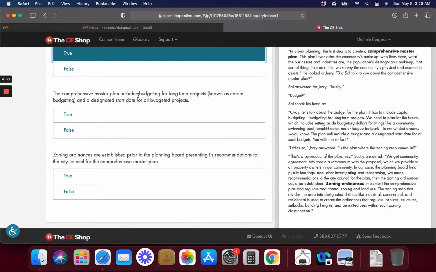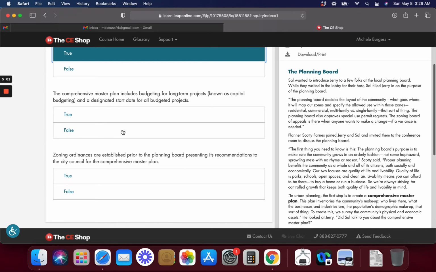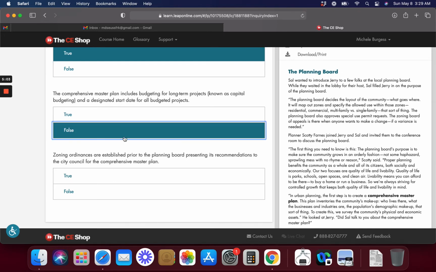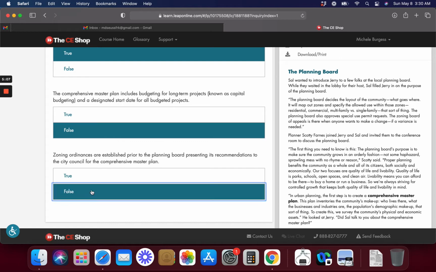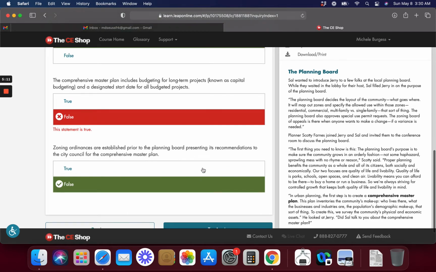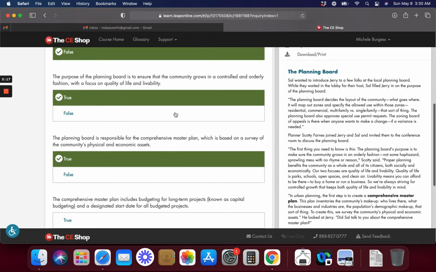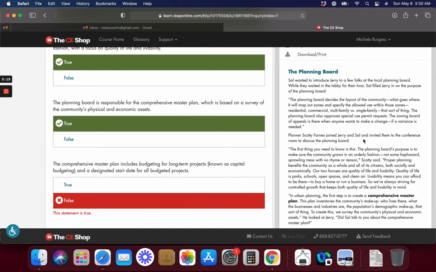The comprehensive master plan includes budgeting for long terms, known as capital budgeting. I don't think they do any budgeting. I'm going to say no on that. Zoning ordinances are established prior to the planning board. I don't think that's true either. Let's check our answers. Okay, so they do budgeting. Okay, wow. That's the only one I got wrong. Where does it say they do budgeting over here?